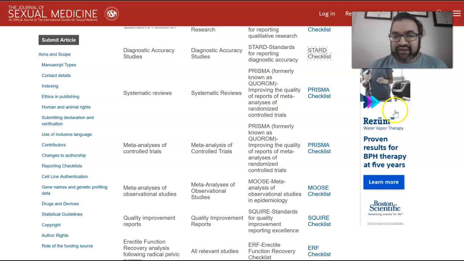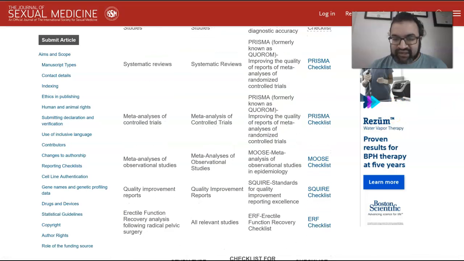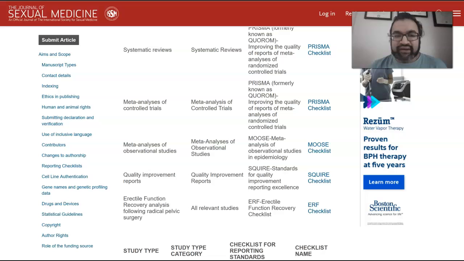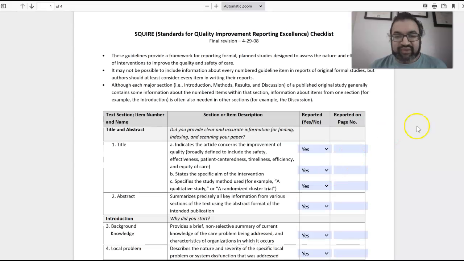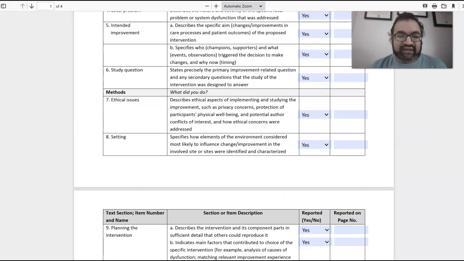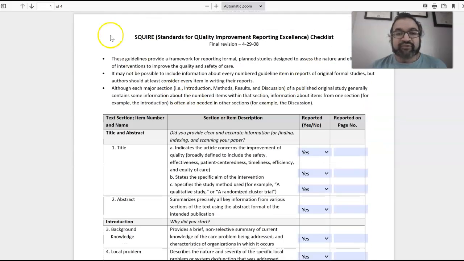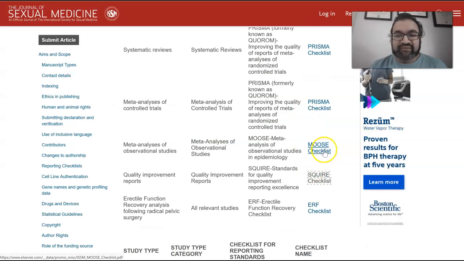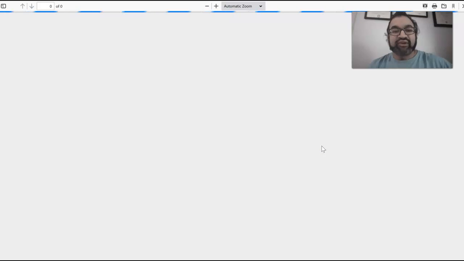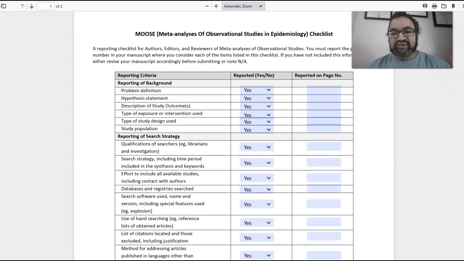And then last but not least, we have SQUIRE, which is quality improvement reports, and just a quick glance at what this entails. This is more intervention driven. So there are 3 or 4 things surrounding interventions. And then, of course, I want to make sure you know that PRISMA is not the only meta-analysis checklist. MOOSE is an alternative for PRISMA, so you can use MOOSE instead.